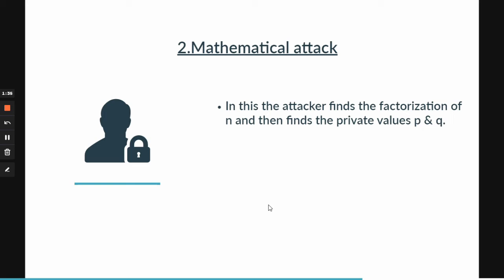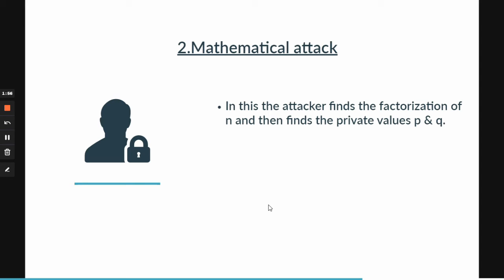Why is this happening? If we keep small values of p and q, then the product will also be small. For example, if we take 3 and 5, then the result will be 15. Easily, the factors of 15 are 3 and 5, and the attacker will directly identify them and calculate the decrypted message or encrypted message, anything he wants.